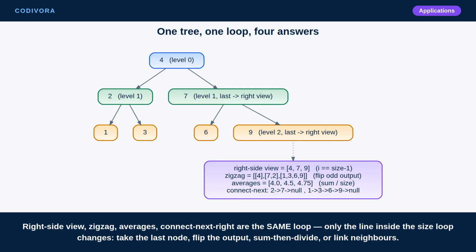Connect next right: keep a previous pointer inside the loop and link each node to the next, ending each level at null. Same loop every time. You just change the one line you run while the level sits at the front.